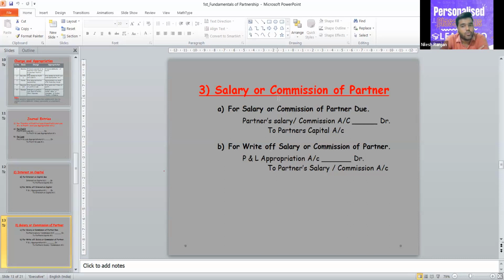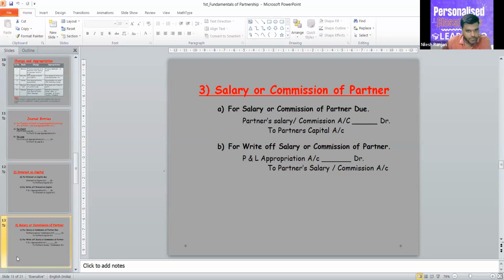Now, if you want to combine this entry, what will be the combined journal entry? P&L appropriation account debit to partner's capital account, same as the previous one. Yes. In the previous entry also, the combined entry was profit and loss appropriation account debit to partner's capital. Because partner's salary on the debit side and credit side will be removed. So profit and loss appropriation account debit to partner's capital.